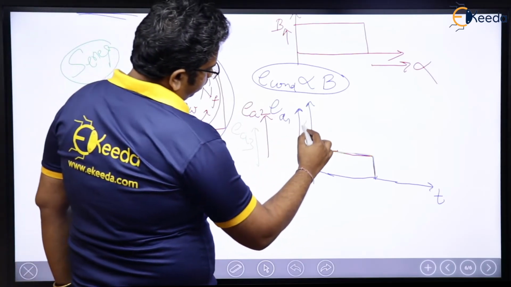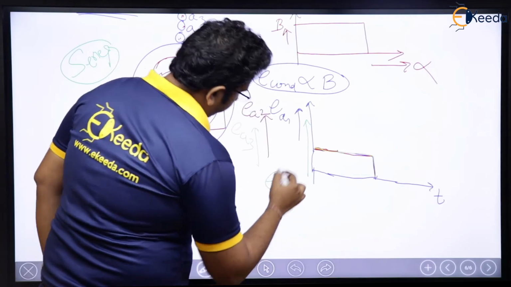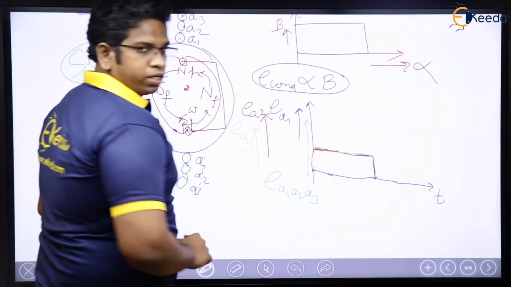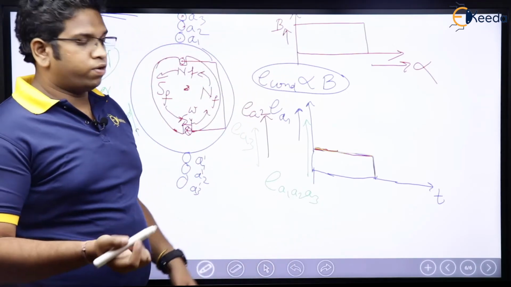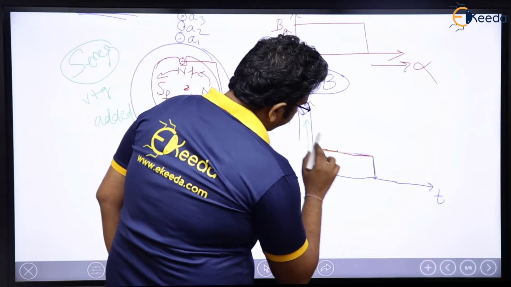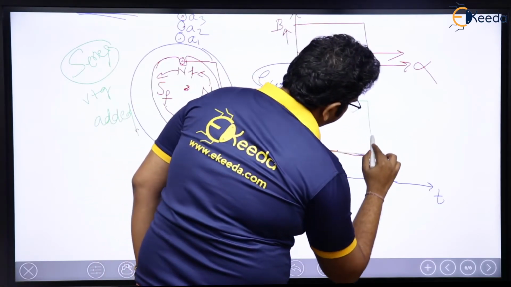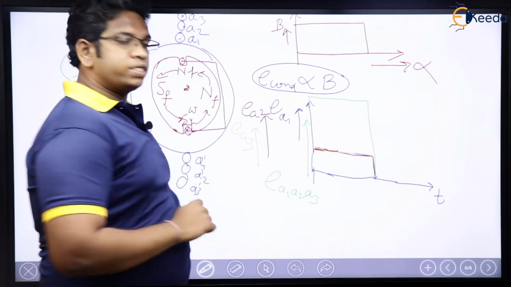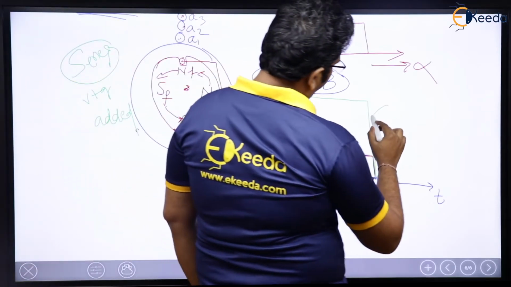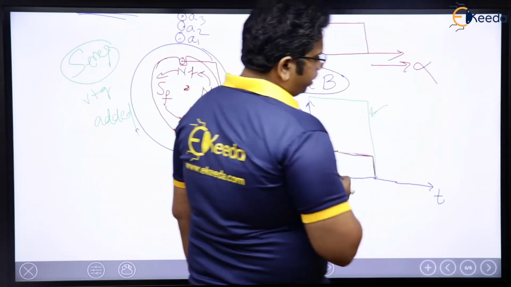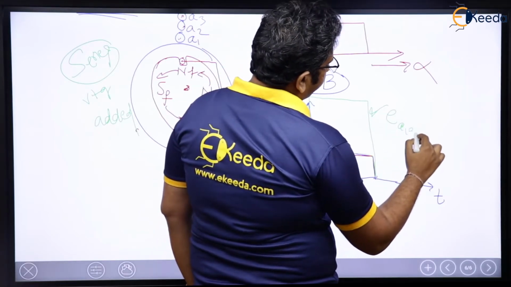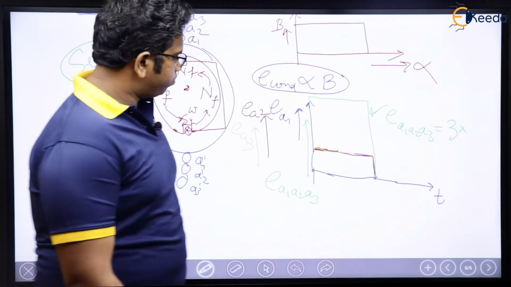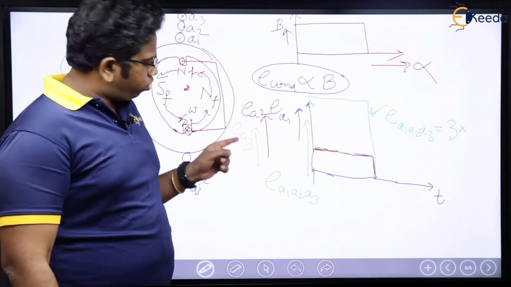So let me have this one green as E, A1, A2 and A3. If all these three are in series, what is going to happen? I am going to get 1, 2, 3. This is going to be my resultant voltage. Now this will be equal to what? Resultant voltage which is there, it is equal to what? It is nothing but EA1, A2, A3 which is equal to 3 times what, sir? 3 times of EA1 or 3 times of EA2 or 3 times of EA3.